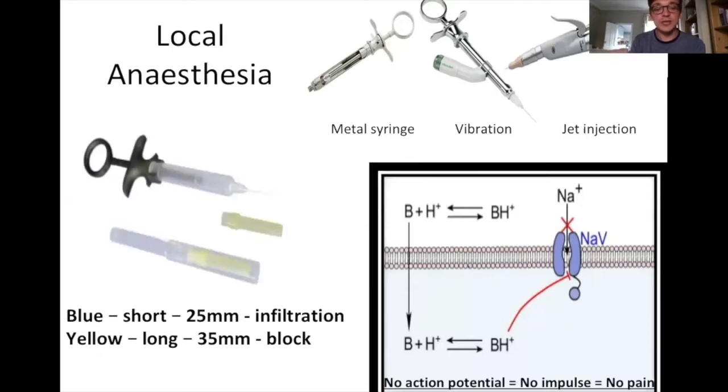There are two types of needles that we use for syringes, blue or yellow. They're short or long, basically, but it depends if you use a metal syringe or some fancy devices with vibration or jet injection, then they will obviously be different and will have different needles as well.